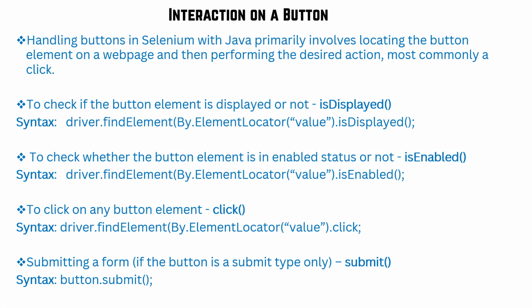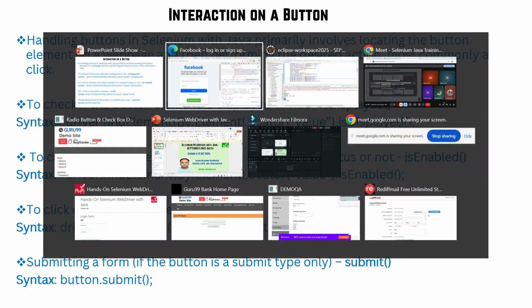Similarly, we can check whether it is displayed or enabled, and then we can click it. But in case the button type is submit, we can also use the submit method. That is a question the interviewer may ask, how you can do operations on a button. The answer is click, but in case the button type is submit, then we can also use the submit method, which will also submit or click on the button.